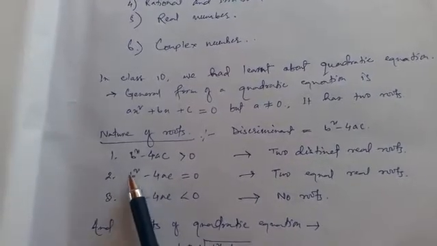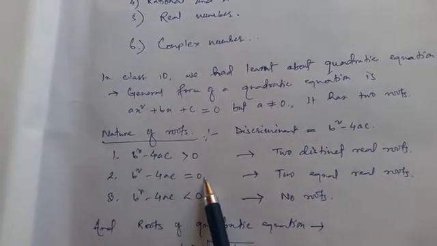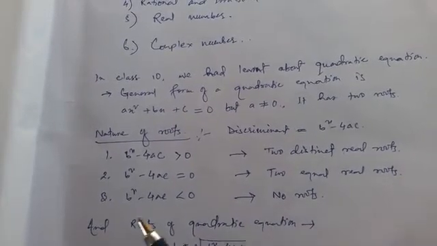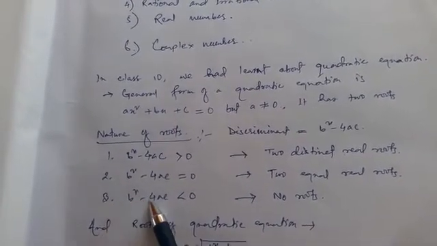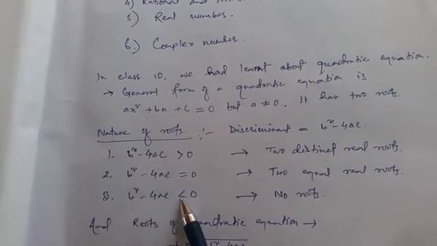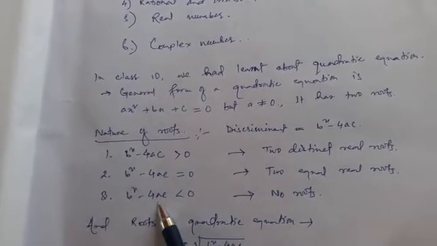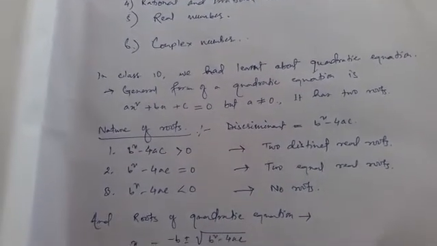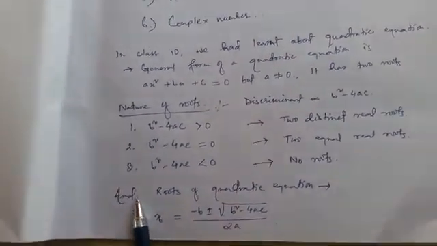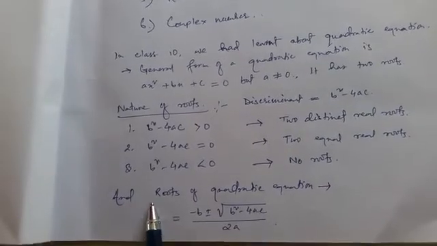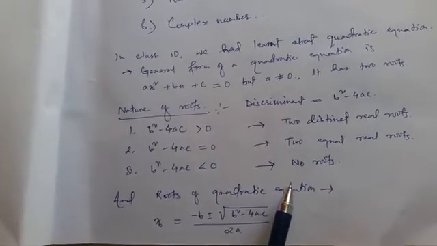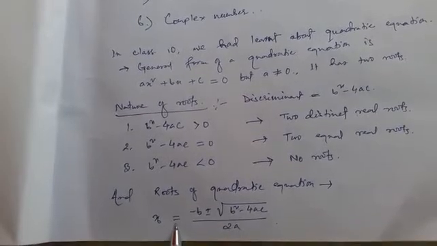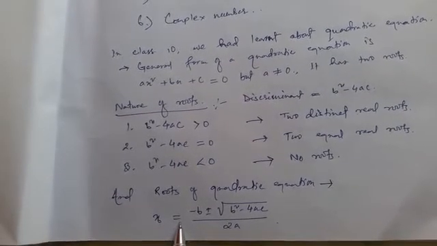The second point: if the discriminant is equal to 0, then the two roots are real and equal. The third point: if the discriminant is less than 0, that means a negative value, then we say there are no roots. Again, when we find the roots of the quadratic equation, alpha and beta, we use this formula to get the value of the two roots.